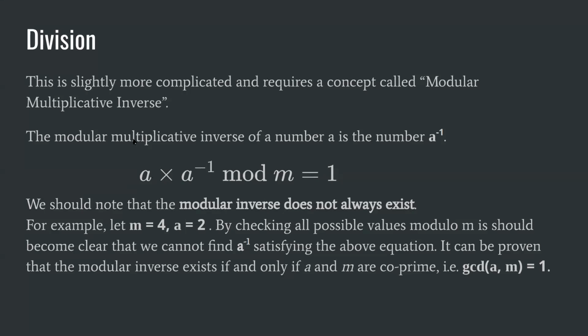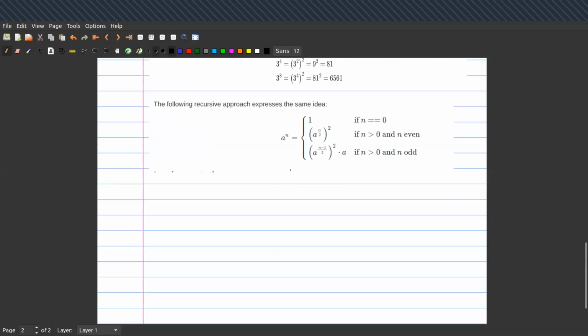Okay, cool. So A times A inverse mod M is equal to 1. That's so the value of A inverse is the multiplicative inverse. So yeah, it is not always defined. Now why is it not always defined? Okay, let me just show you over here.